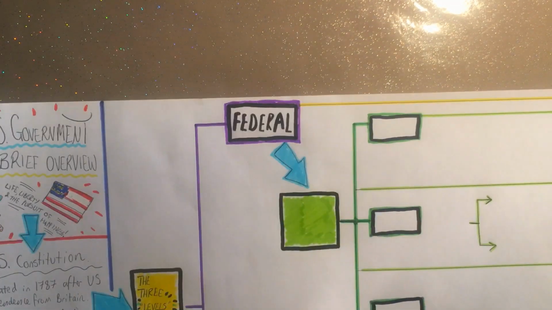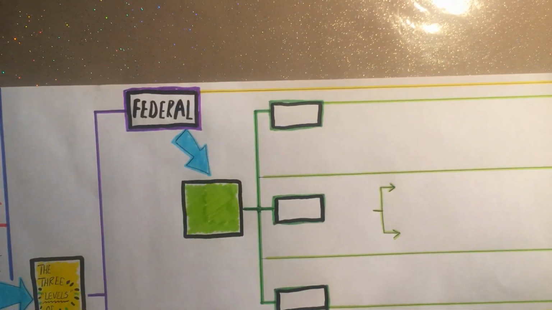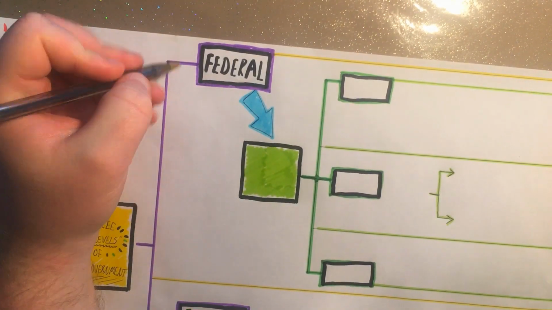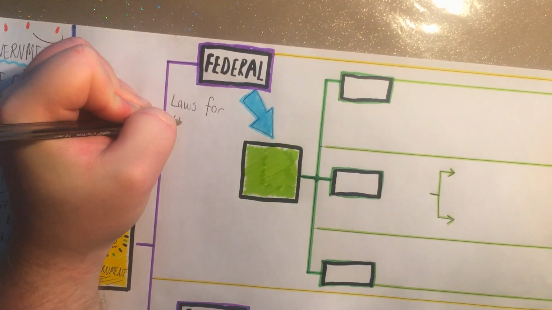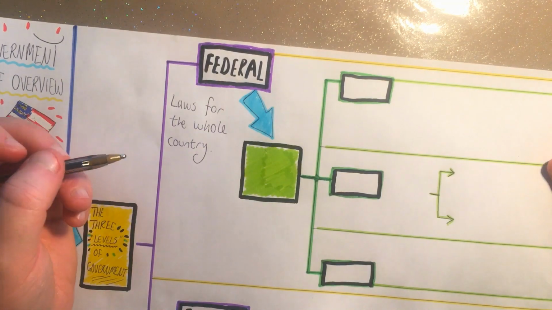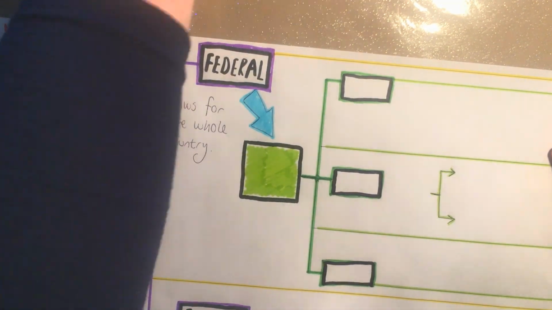And we're going to spend probably the most time on the federal level, because these are the laws that are made for all of America. So all of America, these laws. So these are laws that are going to affect everyone. And it's how the whole country is run as one body.